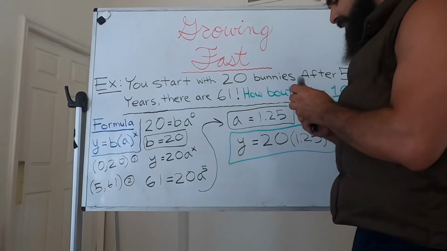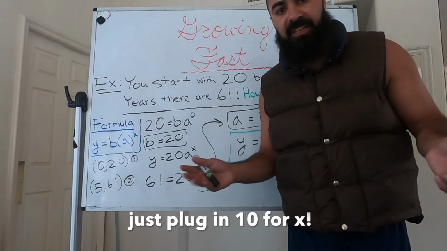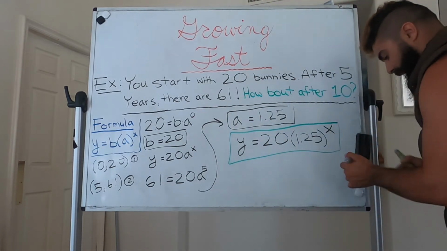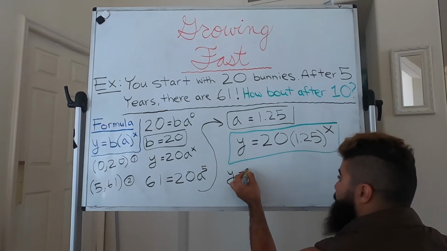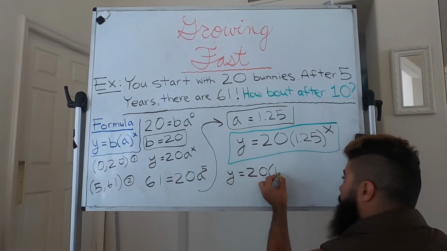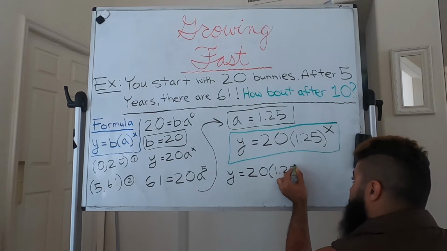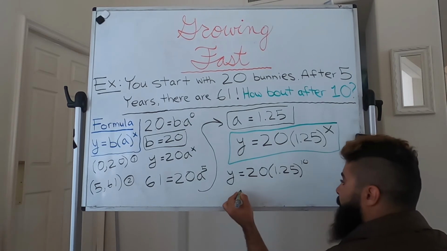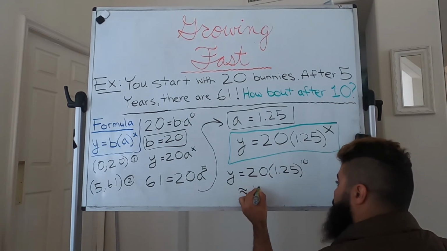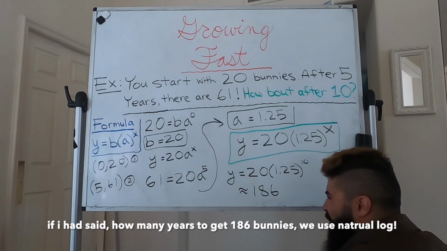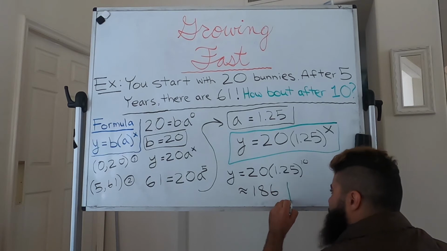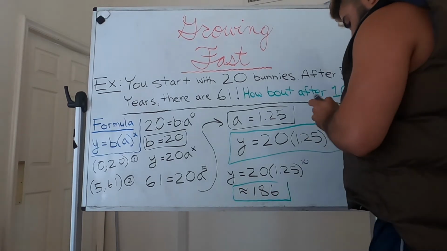And to finally answer how many bunnies we have after 10 years, all we do is plug in 10 for x. So we get y equals 20 times 1.25 to the 10th power, which is approximately 186 bunnies. And we are rounding. I get like 186.26 or something like that, but we round to the nearest bunny.